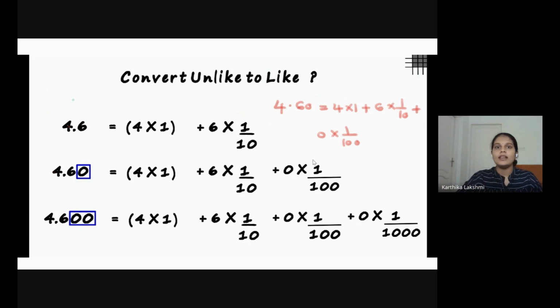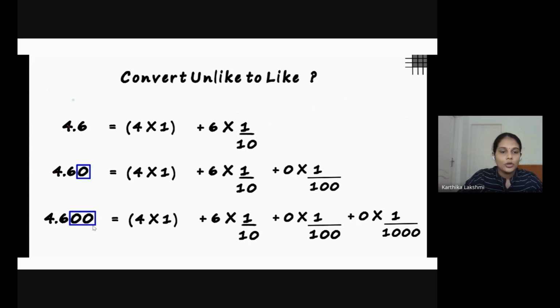As you all know, any number multiplied by 0 is 0. So 0 into 1 by 100 is 0. So what is left? 4.6 only. We know that 4.6 and 4.60 are the same. Got it? Again, there is 4.600, and I'm not going to write it. I'm explaining it with the same picture.